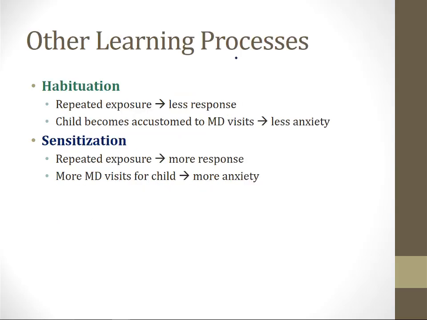Some other learning processes are shown on this slide. Habituation is what happens when repeated exposure leads to less of a response. So an example of this is if a child starts to get accustomed to going to the doctor and becomes less anxious. Many children are nervous the first time they go to the doctor, but over time they become less anxious and nervous. That's called habituation.